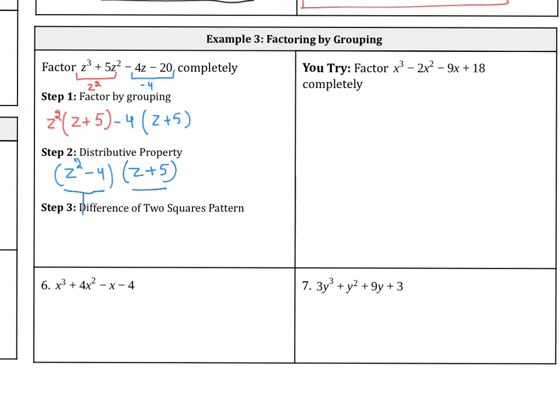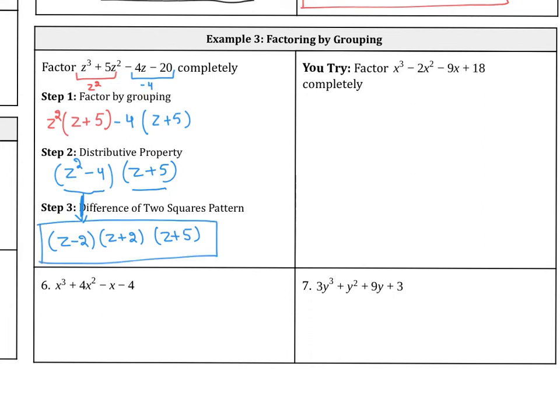If you notice this part right here, it is a difference of squares. You can further break it down as z minus 2 times z plus 2. z plus 5 stays as it is. Now this whole polynomial, you can break it into three factors: z minus 2, z plus 2, z plus 5, by grouping.